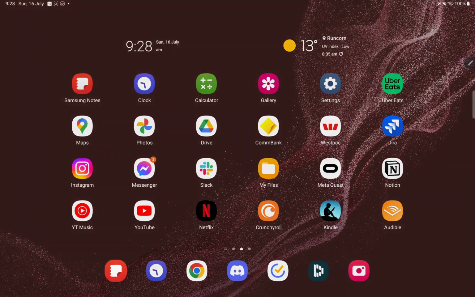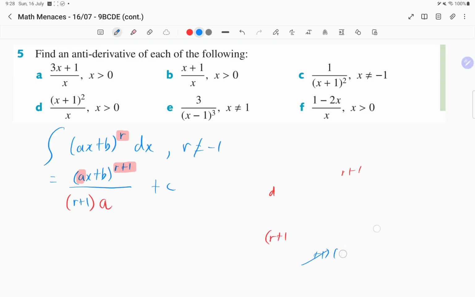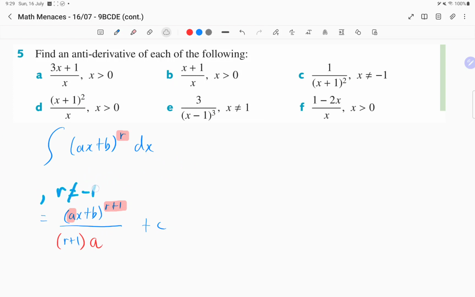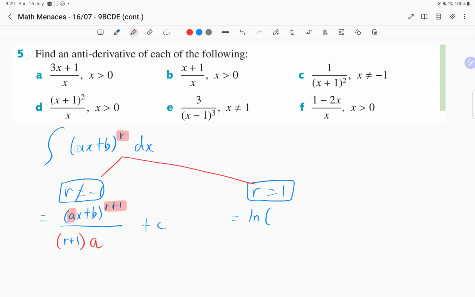But what happens when the power r is equal to negative 1? For r not equals to -1, you will get this version. But when r is equals to -1, what version do we get? It's like ln. Yes, it is ln. So when r is not equals to -1 it equals to that. When r is equals to -1, it will be equals to ln of whatever the thing in the bracket is. So ax plus b. And then?